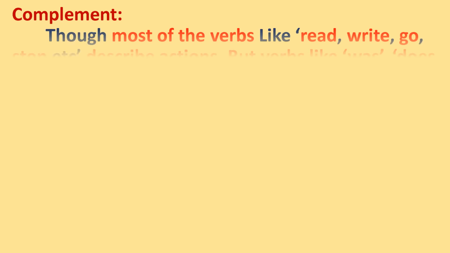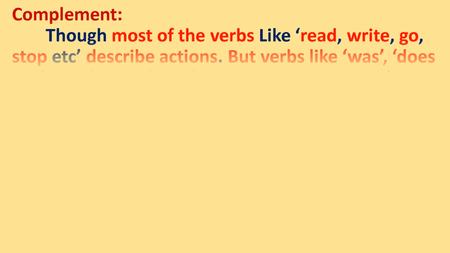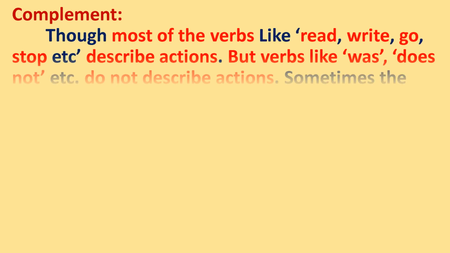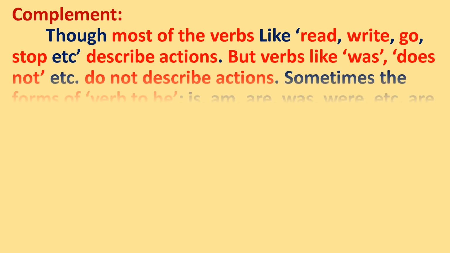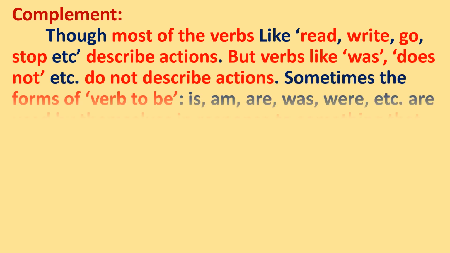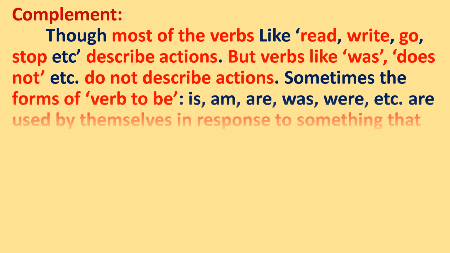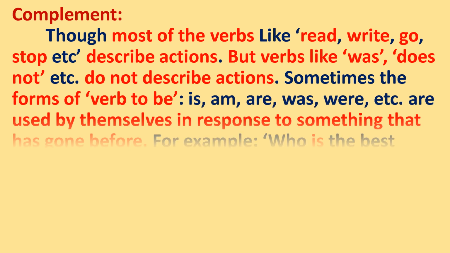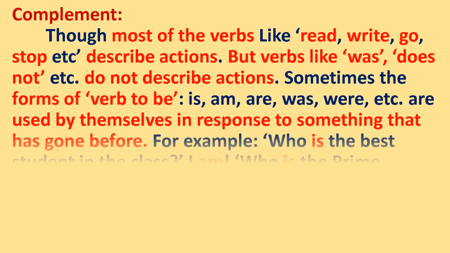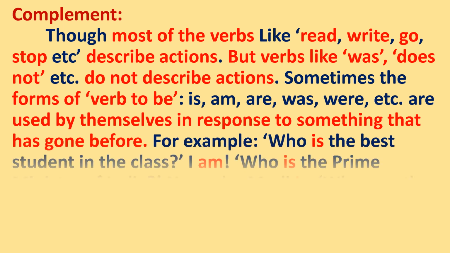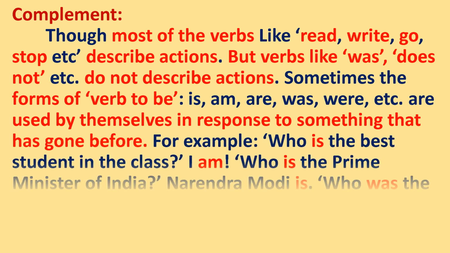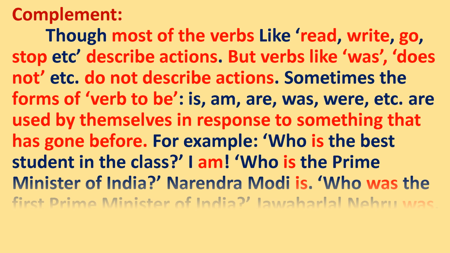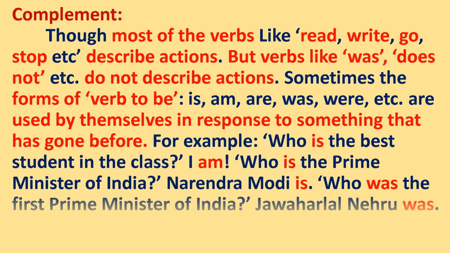Complement. Most verbs like read, write, go, stop, etc. describe actions, but verbs like was, does not, etc. do not describe actions. Sometimes the forms of the verb to be, is, am, are, was, were, etc. are used by themselves in response to something that has gone before.